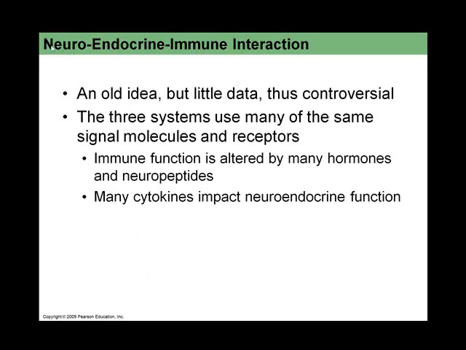Then finally we can consider the role of the nervous system and the endocrine system, other than all the immune hormones, as a complex interaction. So it's an old idea. There's not a lot of data, but the research in this area is quite active. It's still controversial. The three systems use many of the same signal molecules and receptors, so the immune function is altered by many hormones and neuropeptides. As well, many cytokines impact the neuroendocrine function.